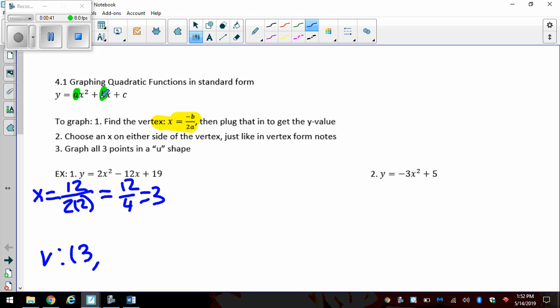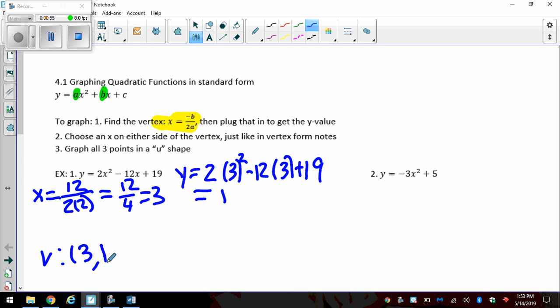So we're going to plug 3 into the actual equation here. So you're going to have 2 times 3 squared. So you get 1 out. I'm going to type that in. So that's the y value.